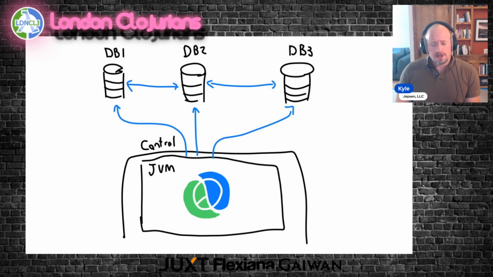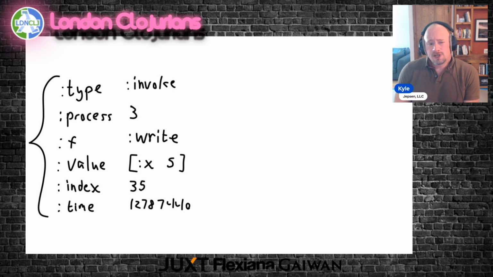As far as the interoperation with the database nodes is concerned, it's all through clients. A client in Jepsen's world is something that takes abstract operations, performs some kind of network operation, and returns a result. Those abstract operations could be maps. For example, this is an invocation by process number 3, which is performing a write, setting value x to 5. It is the 35th thing in the history, that is the index, and here's a timestamp in nanoseconds.